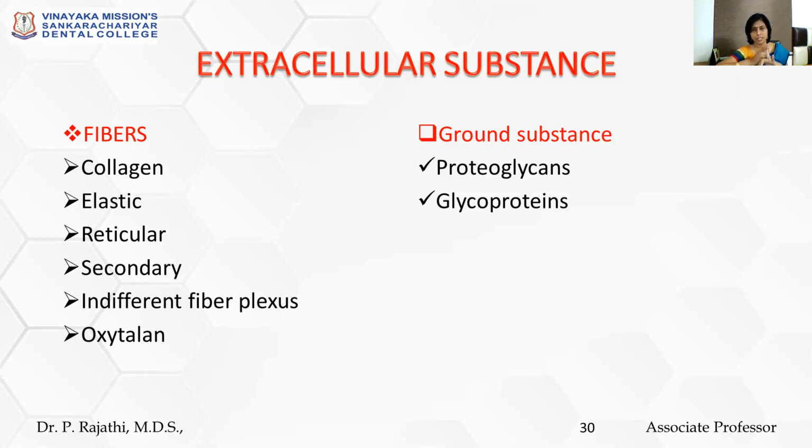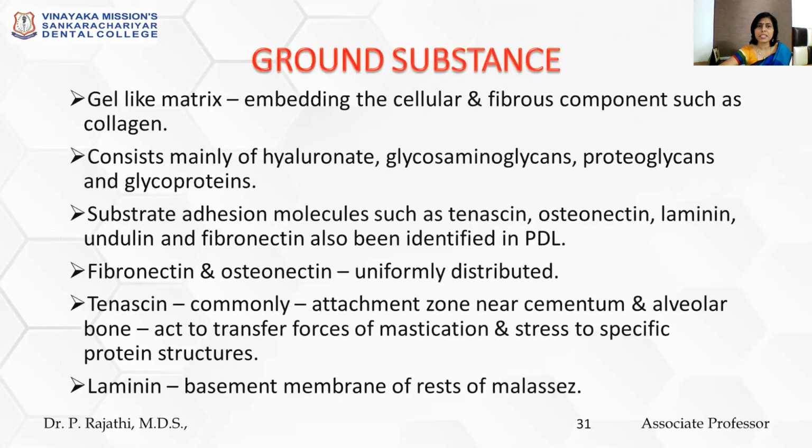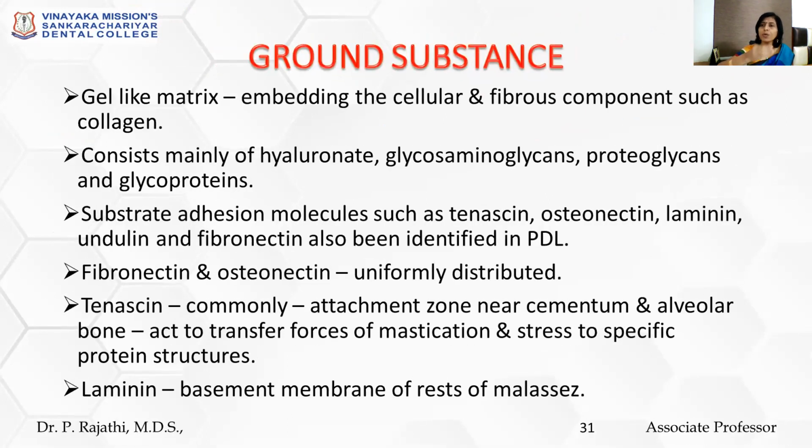Next is ground substance. Ground substance is composed mainly of proteoglycans and glycoproteins. It is a gel-like matrix within which the fibrous connective tissue, the fibers of the periodontal ligament, and the cells of the periodontal ligament are embedded. This ground substance consists mainly of hyaluronate, glycosaminoglycans, proteoglycans and glycoproteins. Not only that, a few adhesion molecules are also present.